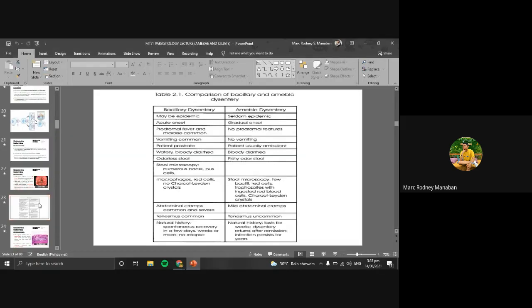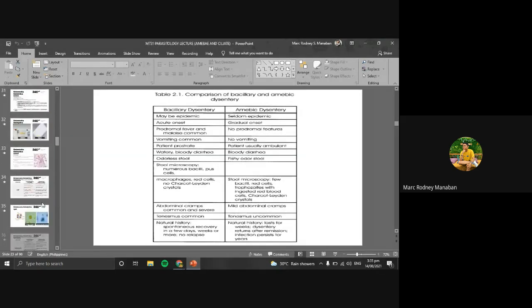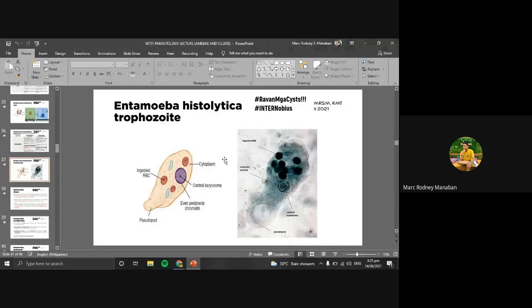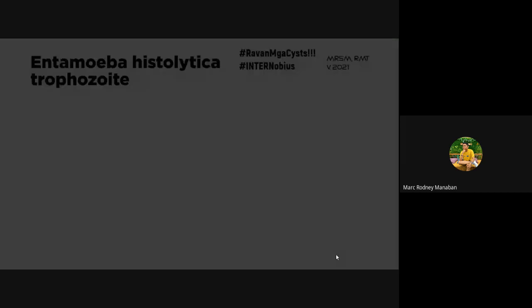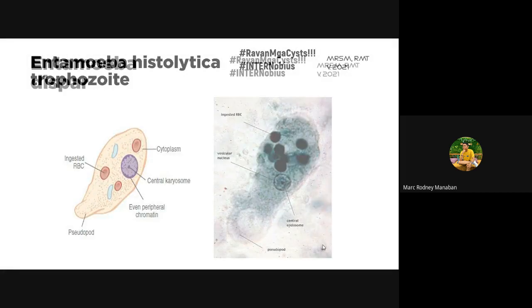Okay, so we'll continue. I believe this is where we ended the last lecture, the trophozoite. So we'll now proceed with the next Entamoeba species, and that is Entamoeba dispar.